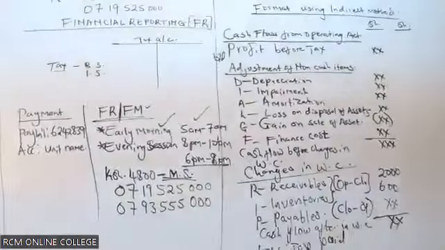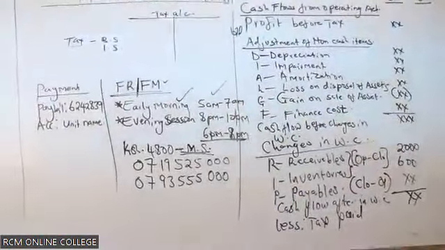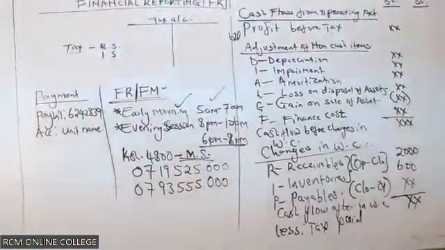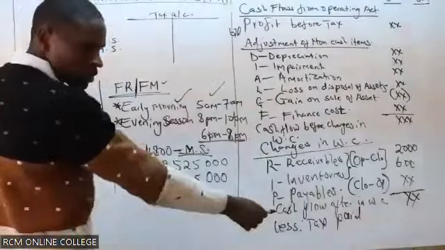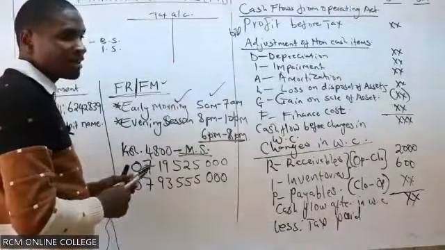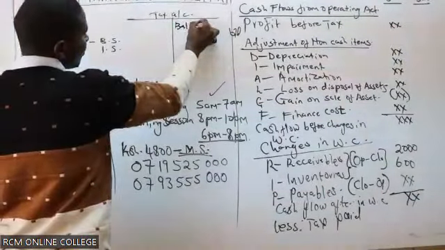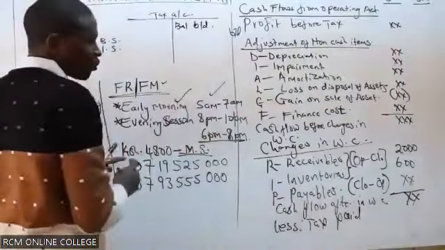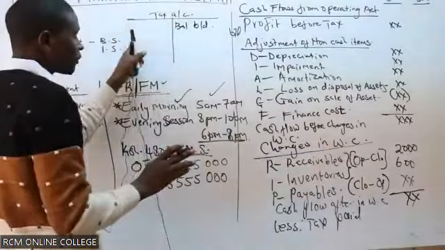Yeah, that is okay. Tax, mmesema, is it a liability ama ni asset? Somebody nisaidie hapo. Tax paid, alafu it's a liability. So it has a what? A credit balance, right? So the balance brought down. Of course, kwa balance sheet, balance brought down.